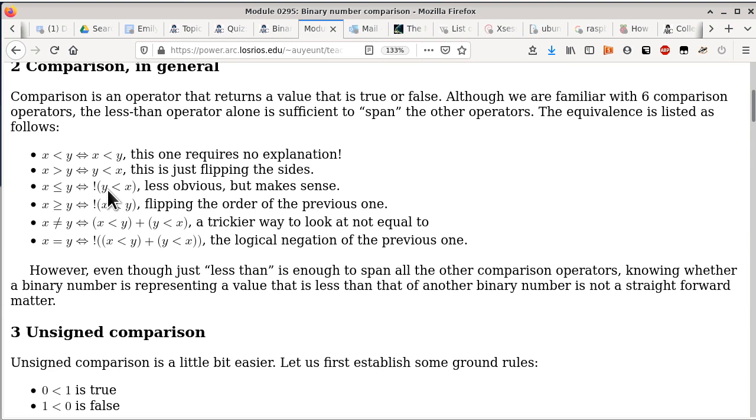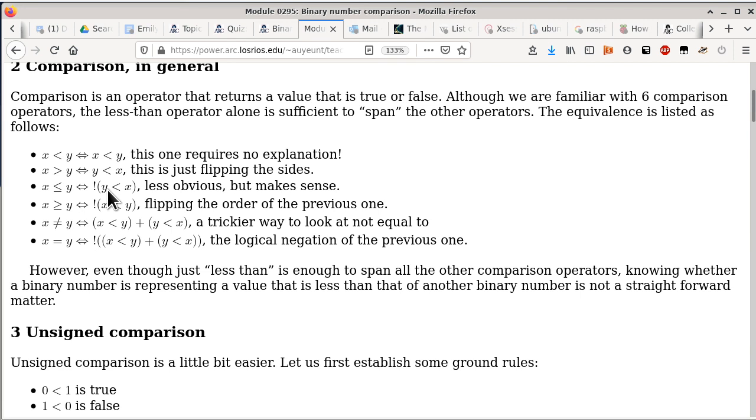x is less than or equal to y. Well, in that case, it is the same thing as saying it is not the case that y is less than x. Does everybody understand that if you want to say that x is less than or equal to y, it really is saying the same thing as it is not the case that y is less than x? Does that make sense kind of intuitively?